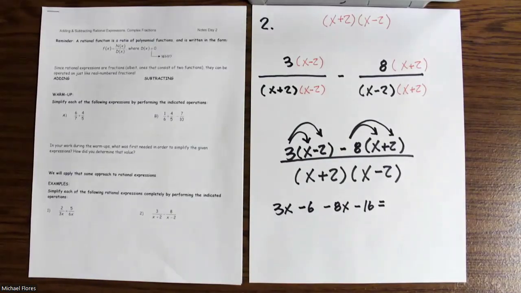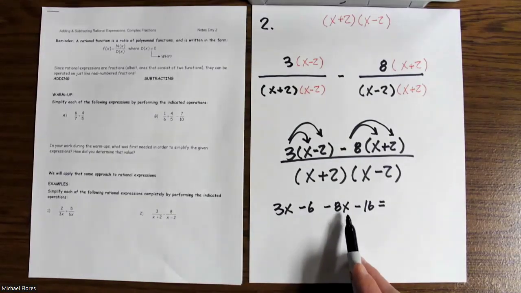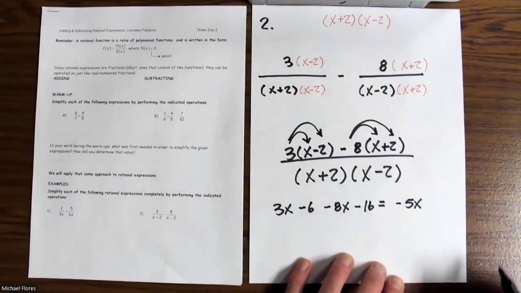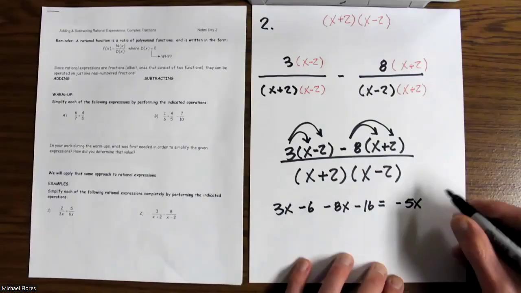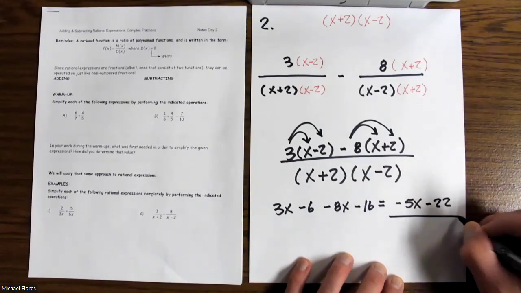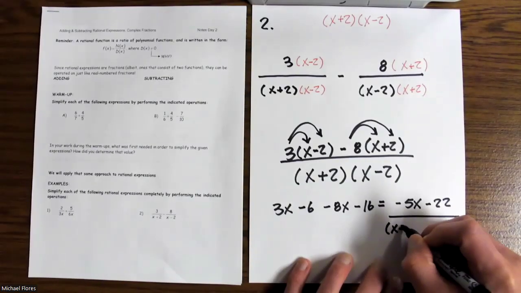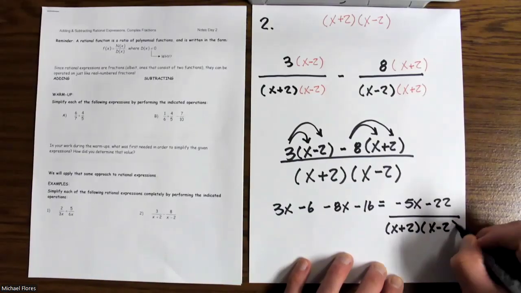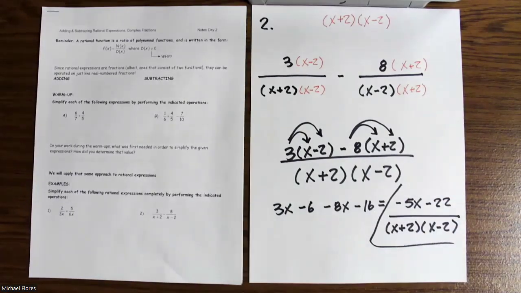Now, if I combine my like terms, I have negative 8x plus 3x. That's negative 5x. Negative 6 minus 16, that's negative 22. All over our common denominator of x plus 2 times x minus 2. And you would leave your answer just like this.